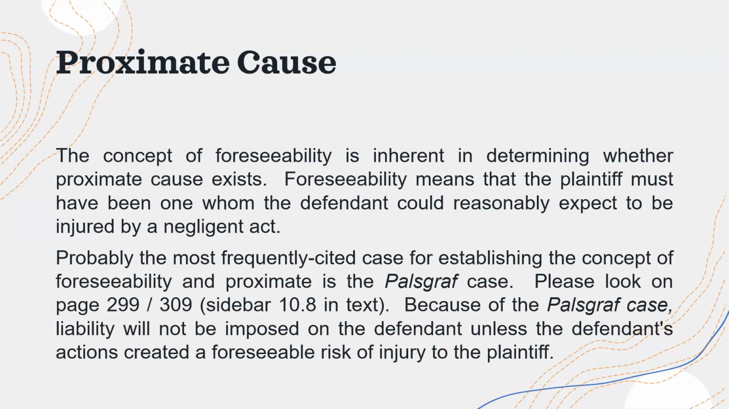Let's talk about proximate cause. The concept of foreseeability. Foreseeability. Think about that word. It is inherent in determining whether proximate cause exists. Foreseeability means that the plaintiff must have been one whom the defendant could reasonably expect to be injured by a negligent act.